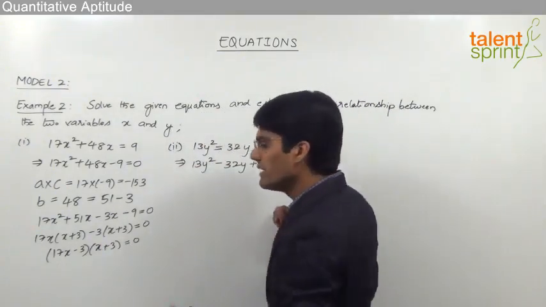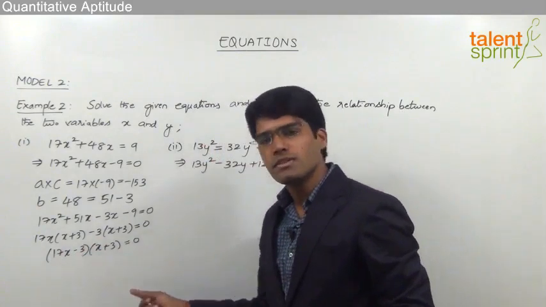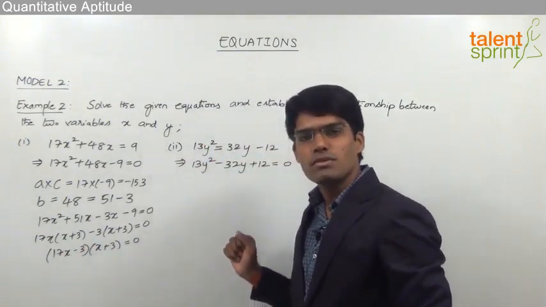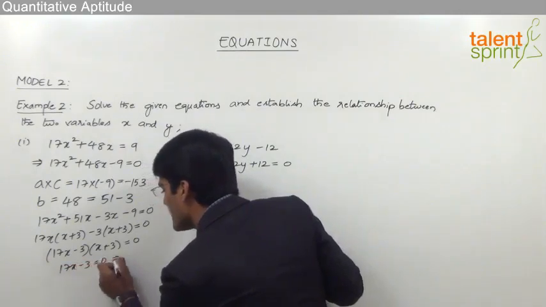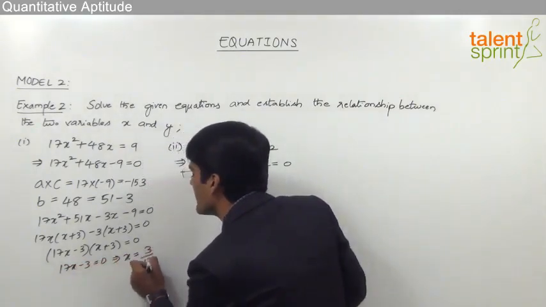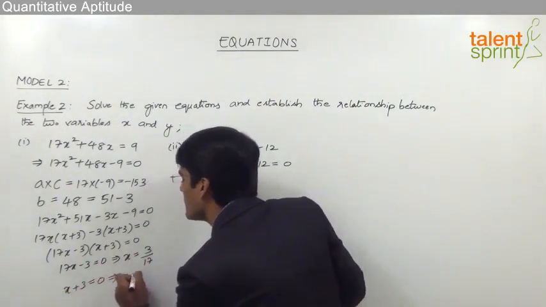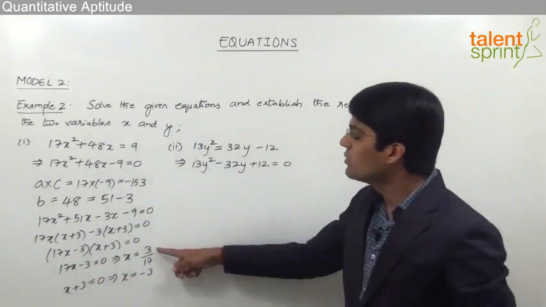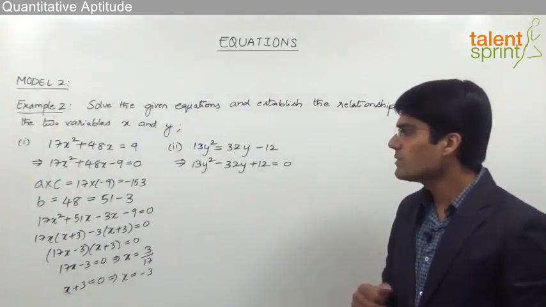Now as we have discussed earlier, for this product to become 0, either 17x minus 3 should be 0 or x plus 3 should be equal to 0. So if 17x minus 3 is equal to 0, we can say that x equals 3 by 17. And if x plus 3 equals 0, we can say that x equals minus 3. So these are the two roots for the equation 17x squared plus 48x equals 9.